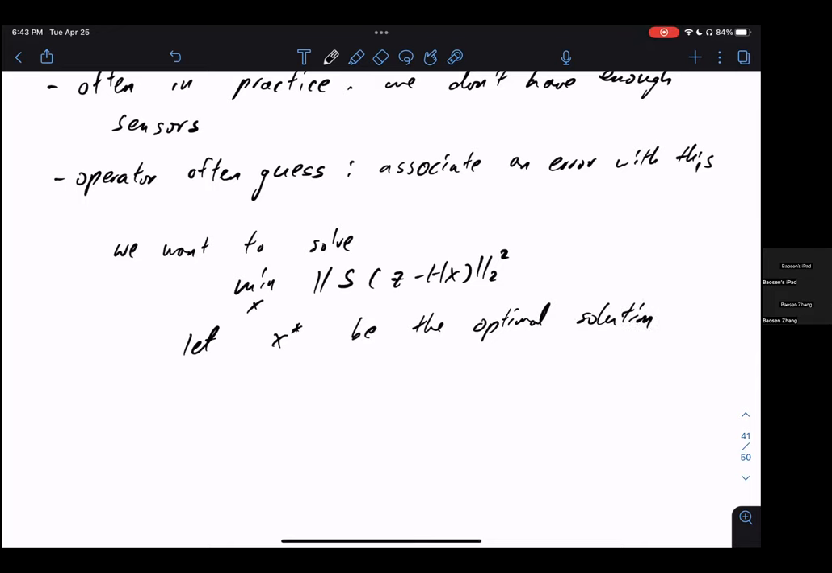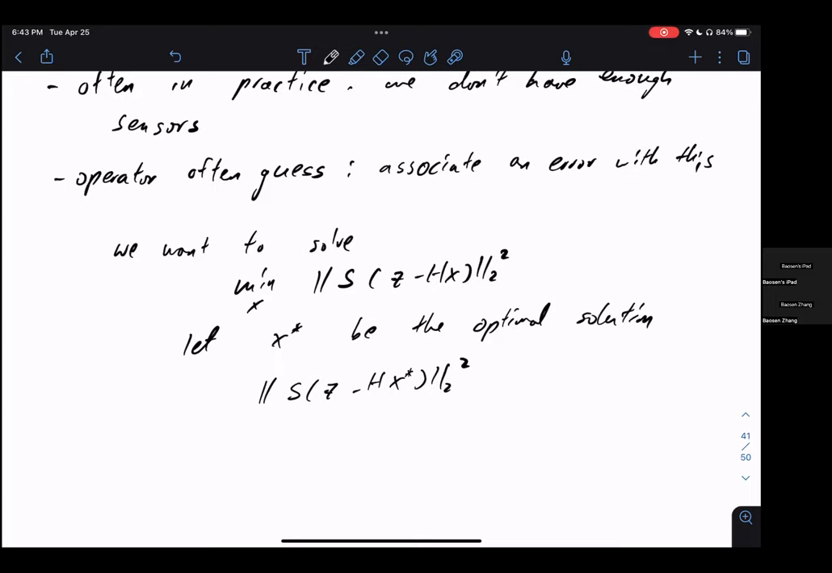So now you compute X star and plug it in. Then you have this error level. This is your weighted estimation error. Now the question is, how big do you expect this to be?